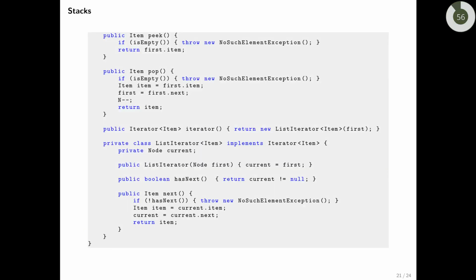The next method from the API is peek, and that is pretty straightforward. We first check if the stack is empty, and if so, report an error. You cannot peek an empty stack. Otherwise, we simply return the item that is sitting inside of the first node. Okay, and notice that peek only tells you what is on top of the stack. It does not remove it or anything like that. Okay, and this is a constant time operation.